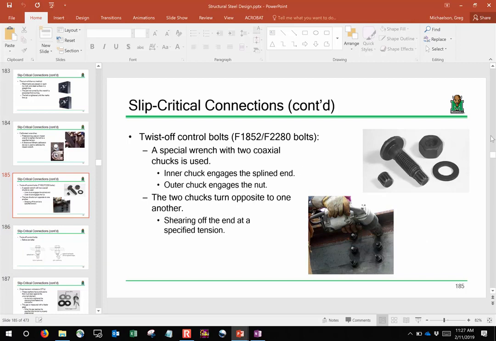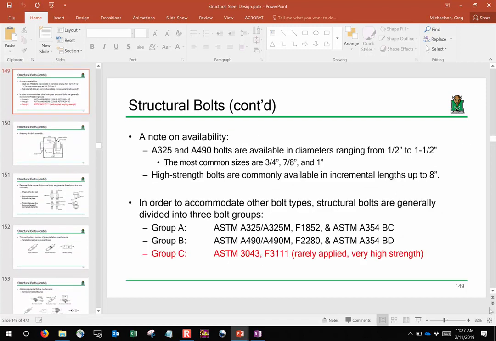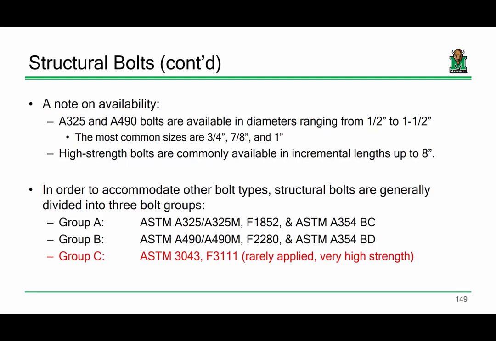Now, if you're writing the steel manual, let me ask you a question. Would you want to have capacities listed for 20, 30, 40 different types of bolts? Well, no. So what the folks who write the steel manual have done is they've taken all of the bolts that have similar material properties, like regular bolts, twist-off control bolts, you name it, and organized them into a series of groups. The two primary groups that we're going to utilize in regular everyday steel design are Group A and Group B. Group A includes A325 bolts and all of the other similar proprietary bolts that have the same properties. Group B includes all the A490 bolts as well as all the other twist-off control bolts and whatnot that have similar properties.